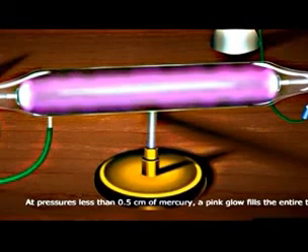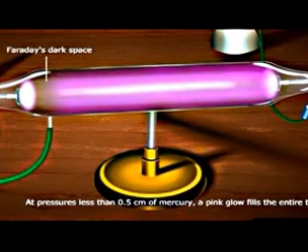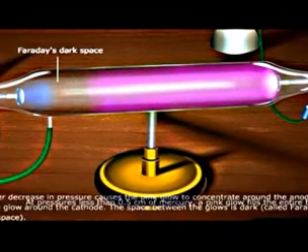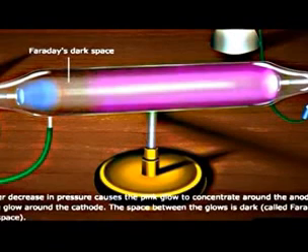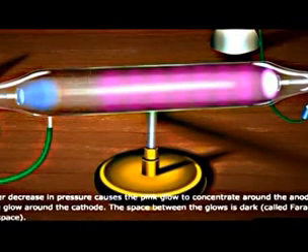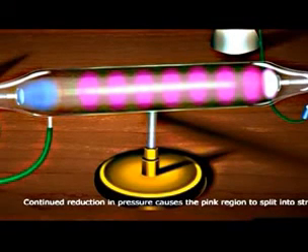Continued decrease in pressure to around 700 pascals causes the pink glow to concentrate around the anode and a blue glow to concentrate around the cathode. The space between the glows is dark and called Faraday's dark space. Further decrease in pressure, 10 pascals, results in the pink region being split into striations.